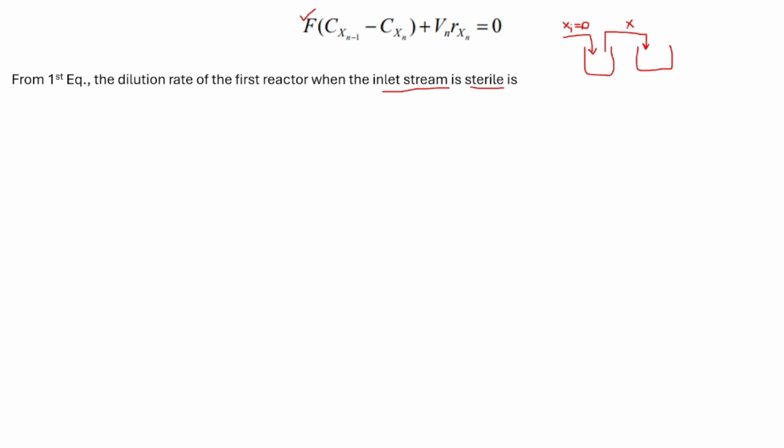Okay, the inlet stream in the first reactor is sterile, so there is no biomass concentration. But the inlet stream entering the second reactor, which is actually the outlet stream of the first reactor, has some biomass concentration. If we assume this, then from this equation we can easily get this. The dilution rate is defined as the flow rate divided by the volume of the reactor, so it is Rx1 by Cx1. How are we getting this?